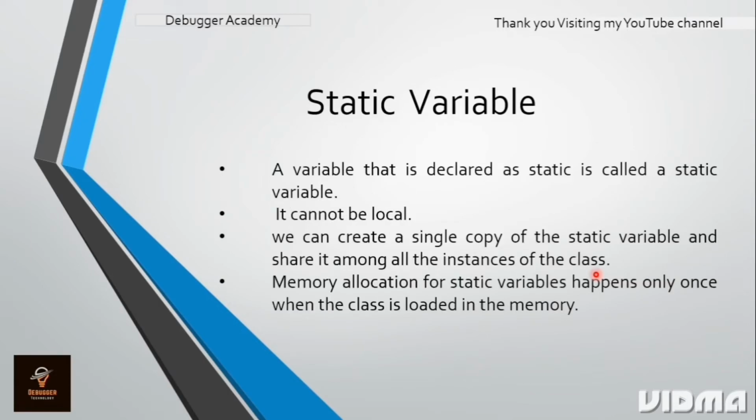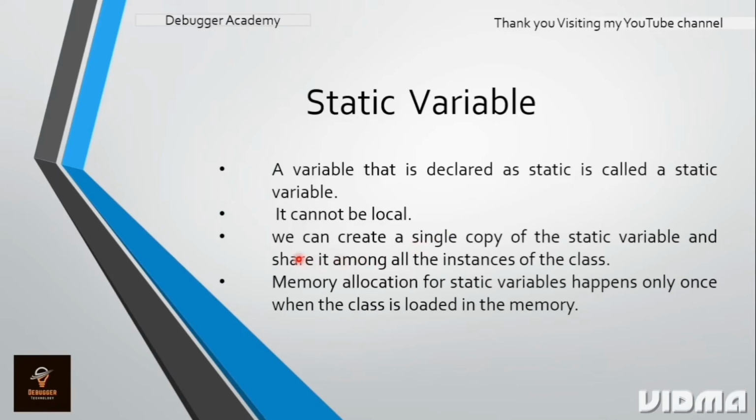Static variable, this is the most important variable. A variable that we call static is one where we use the static keyword with that variable. If I'm using the static keyword with the variable, that variable is known as a static variable. Understood? And it cannot be local. We cannot use the static keyword for a local variable. In a local method, in a local function, we cannot use a static variable.